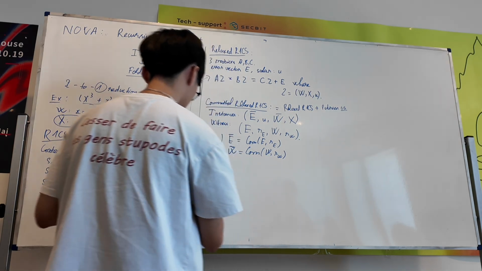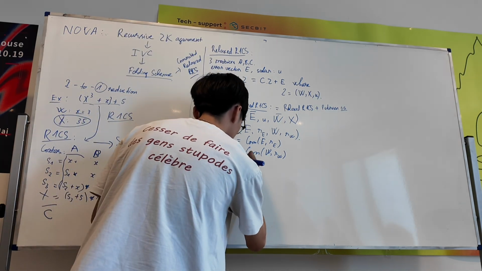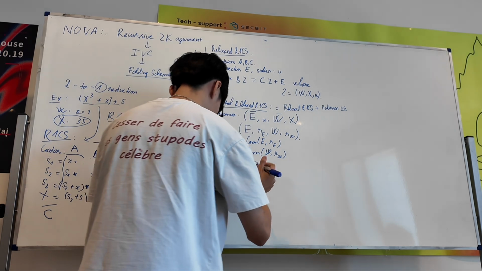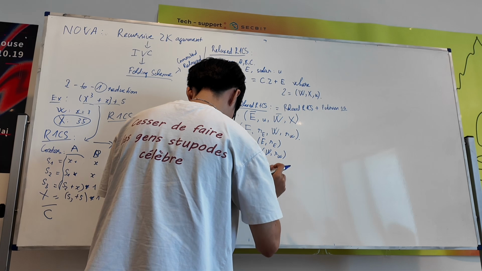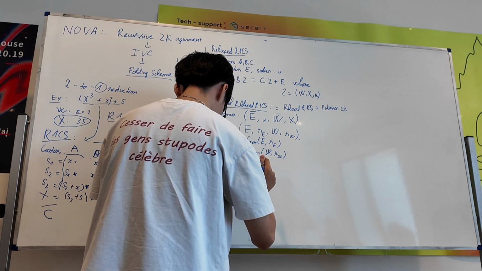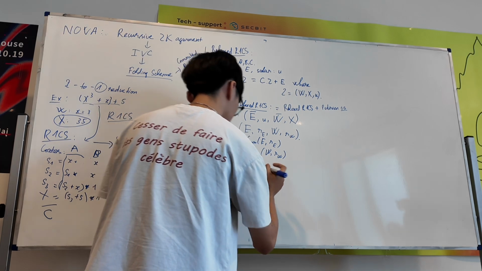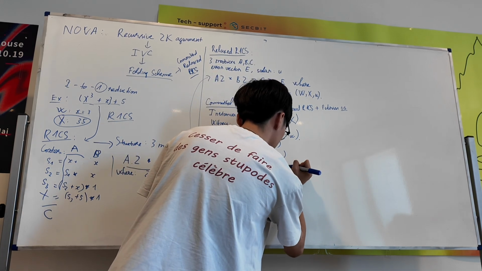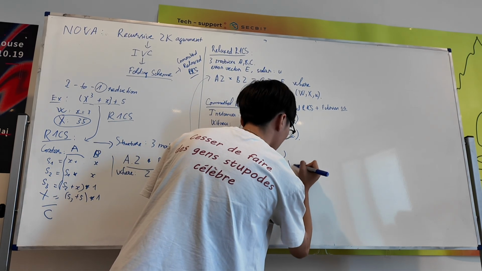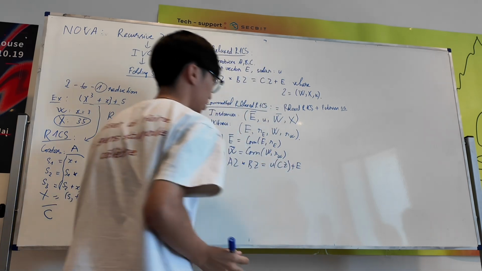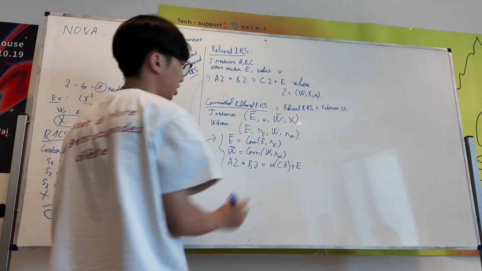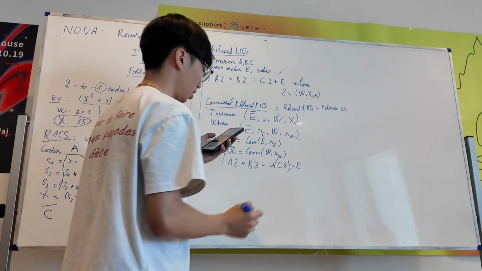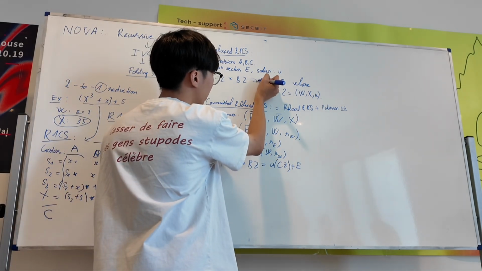And then the final equation: AZ, BZ equal to U CZ plus E. Here is a computed relaxed R1CS. Oh, I'm missing scalar U in here.